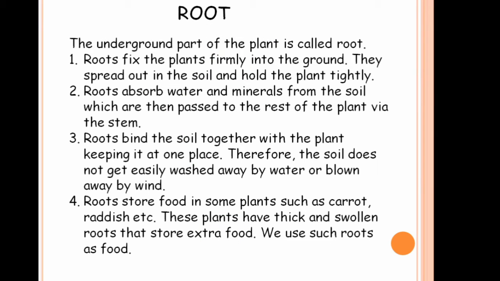Root. The underground part of the plant is called root. Root fixes the plant firmly into the ground. They spread out in the soil and hold the plant tightly. Roots absorb water and minerals from the soil, which are then passed to the rest of the plant via the stem. Roots bind the soil together with the plant, keeping it at one place. Therefore, the soil does not get easily washed away by water or blown away by wind.